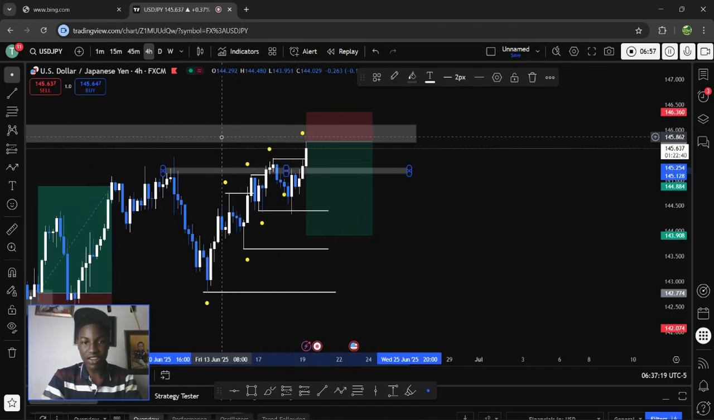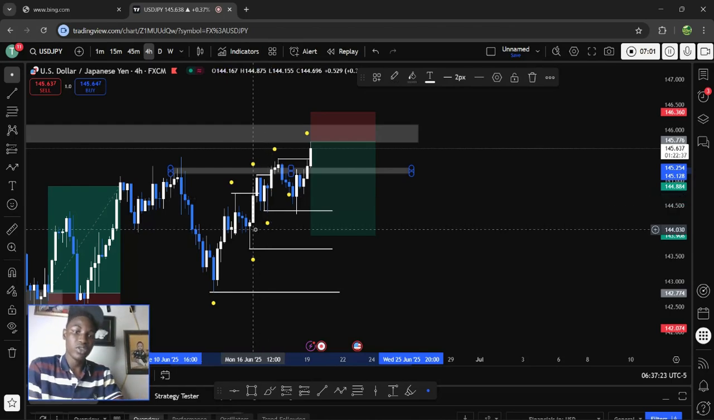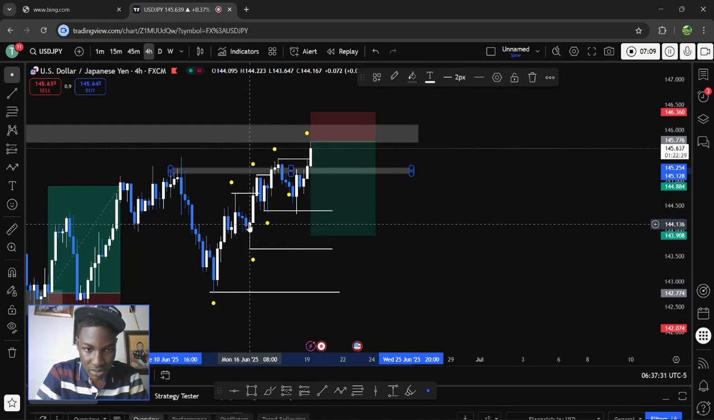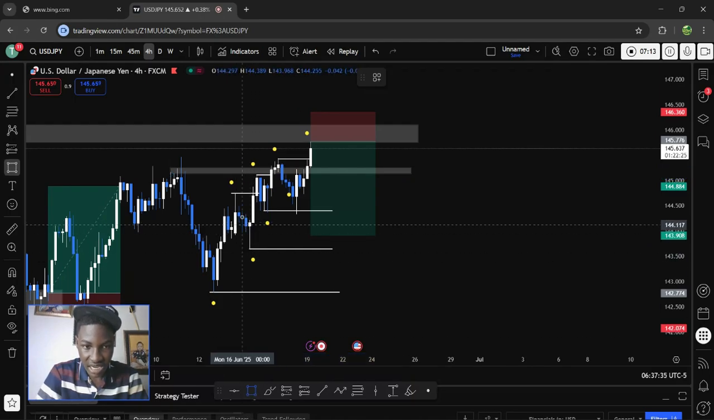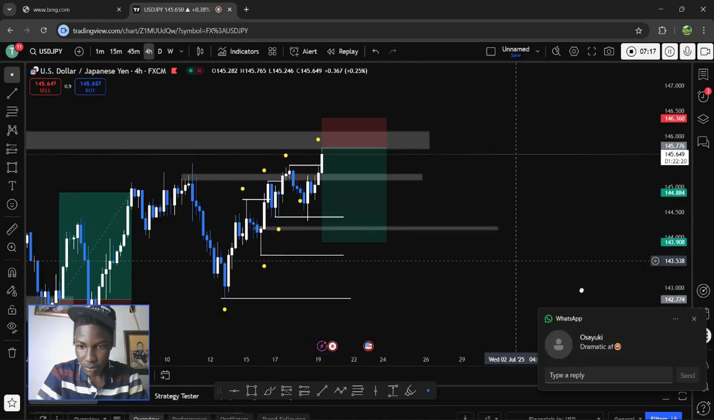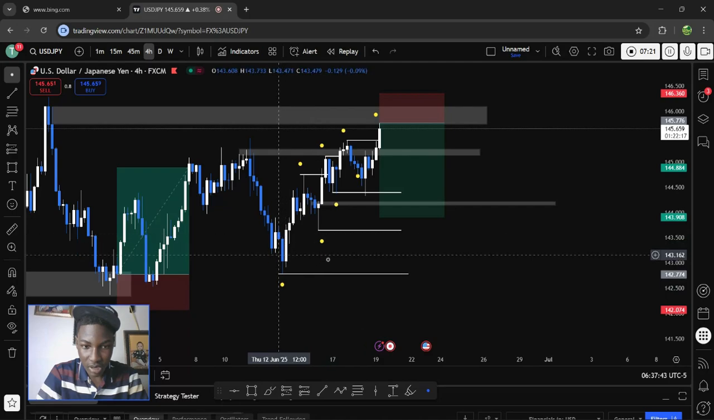So if I want to make a trade here, I'm going to be looking for a demand zone. I'm seeing one here. Yes, it hasn't been used. So we could actually enter a trade like this. Or there's another one here.